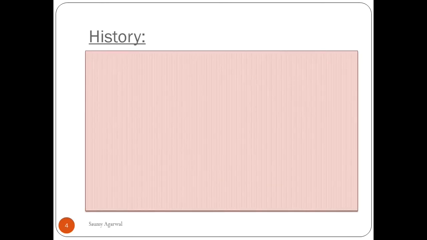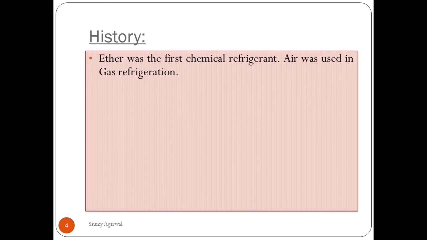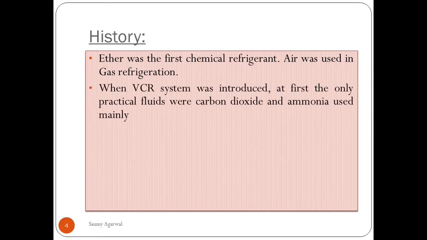Okay, so now let's see what is the history of the refrigerant. The first refrigerant that was used was ether. In the 18th century, scientists worked on the cooling effect using the chemical ether. Afterwards came air, which was used in gas refrigeration. Then when the VCR system was introduced in the early 19th century, the practical fluids used as refrigerants were carbon dioxide and ammonia.